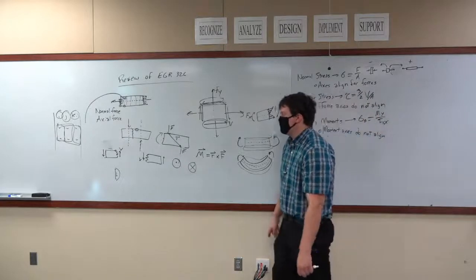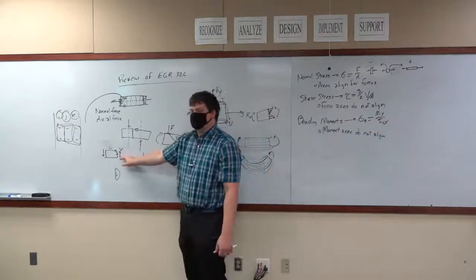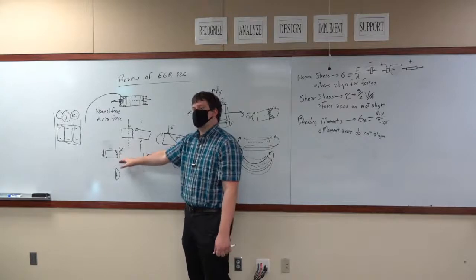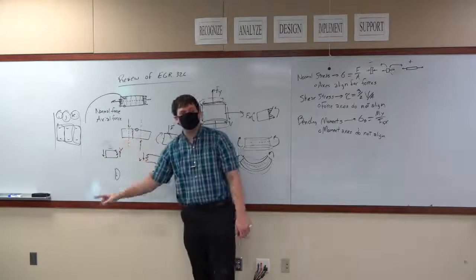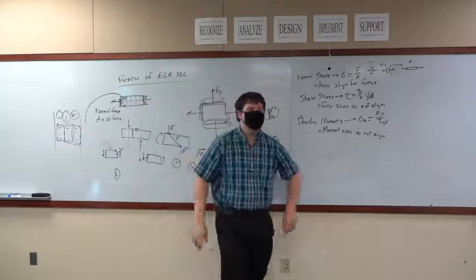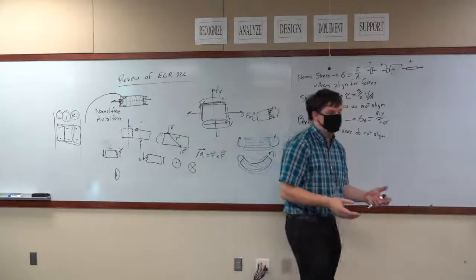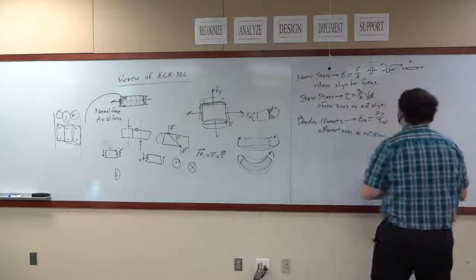But this is also why I say again, assume that the shear stress is constantly 3/2 V over A. You can assume that the shear stress is 3/2 V over A at the top and bottom. It'll give you the most conservative estimate, even though it's not true.